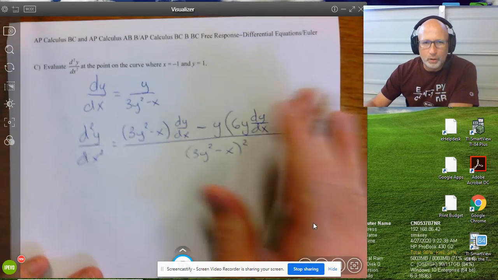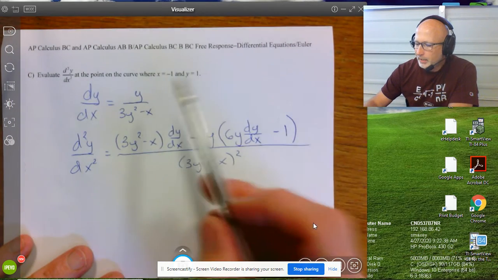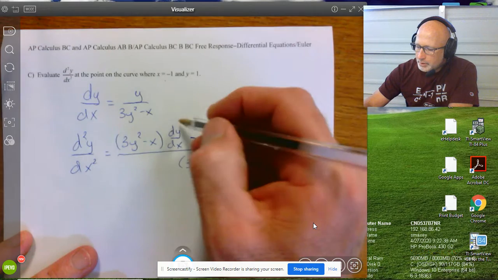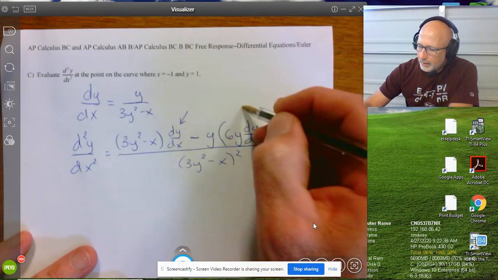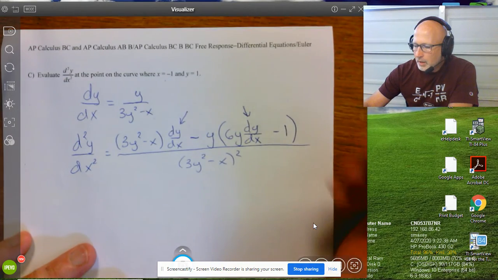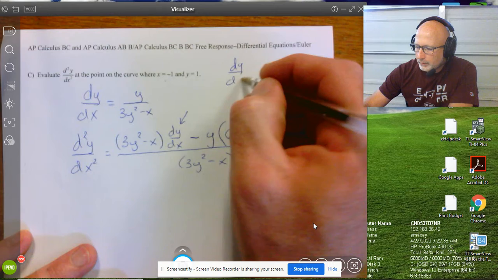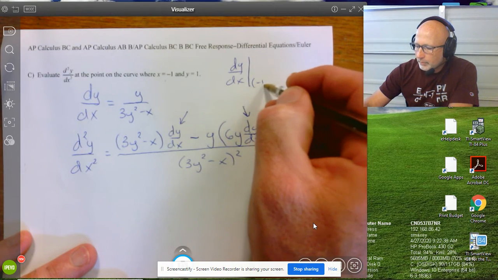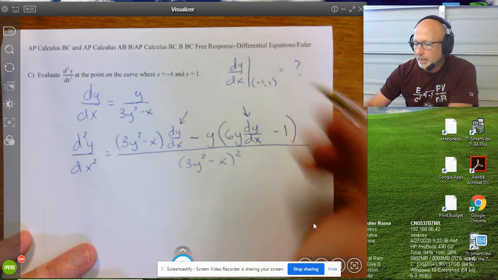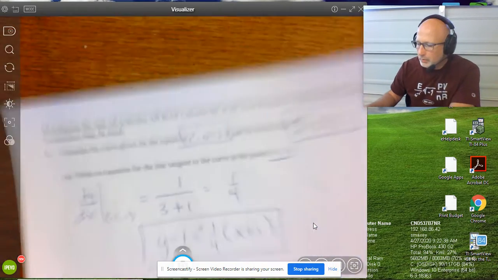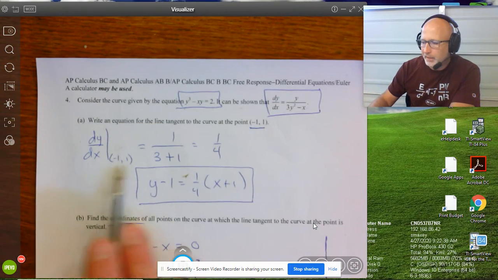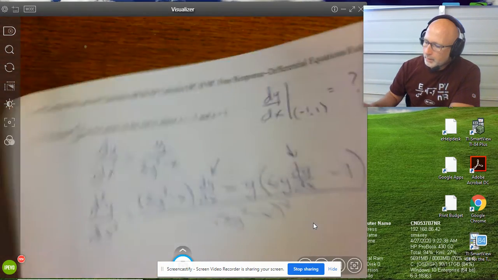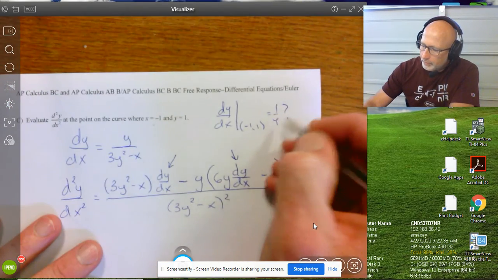That looks like a whole load, but it's not too bad. All I have to do is plug in negative 1 and 1. But the question becomes, what about this and that right there? Do I know what dy/dx is at the point (-1, 1)? Well, it turns out that I do because I did it on the other side. It's equal to 1/4.